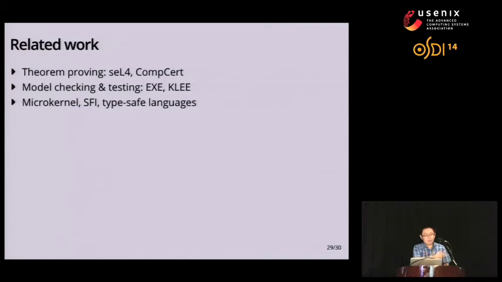I want to discuss some related work. Theorem proving work such as CSAIL and CompCert, this pioneering work shows us the promise of theorem proving, and this talk also shows how to use theorem proving to build a trusted kernel component to run user-specified code. There are model checking and testing techniques that are very useful for finding bugs, but they cannot guarantee bug-freedom under a few assumptions. Techniques such as microkernels, software fault isolation, or type-safe languages focus on memory safety properties. They can prevent a lot of bugs, but they cannot deal with correctness bugs as we can.